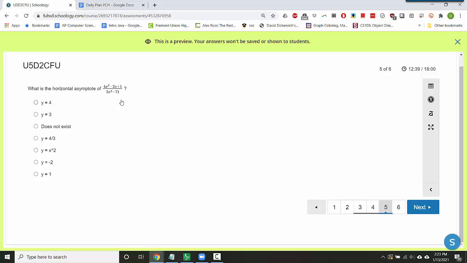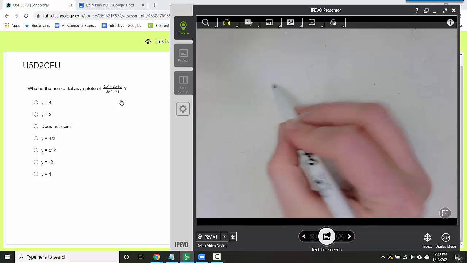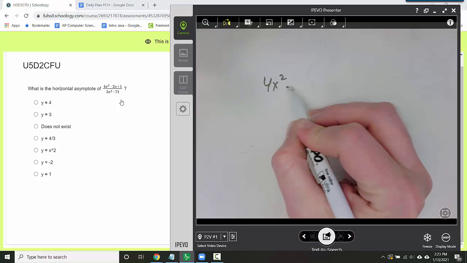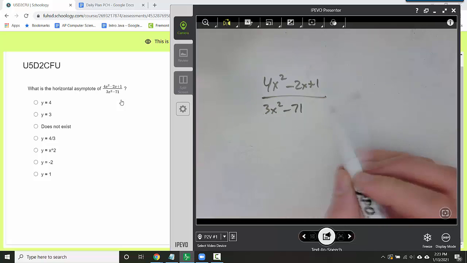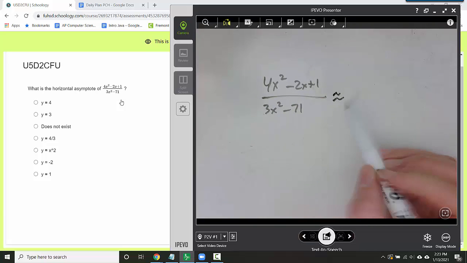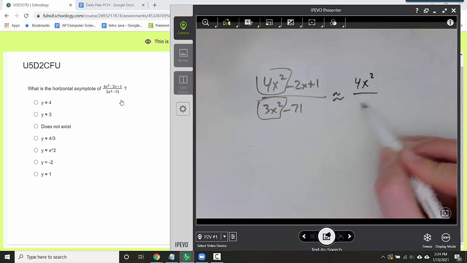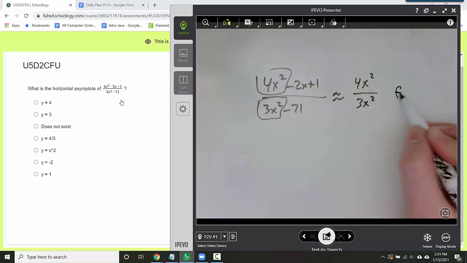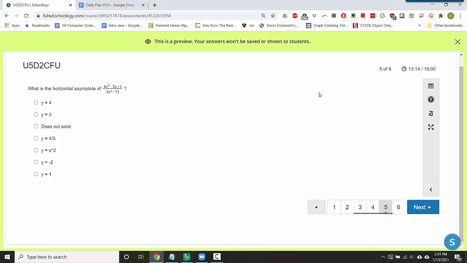Okay, what is the horizontal asymptote of this? Let's look at the dominating terms. 4x squared minus 2x plus 1 divided by 3x squared minus 71. This function is approximately equal to the two dominating terms, only for very large values of x, so for x much greater than 0. This simplifies to 4/3. That tells me there's a horizontal asymptote at 4/3. It's nice when there's a simpler one.